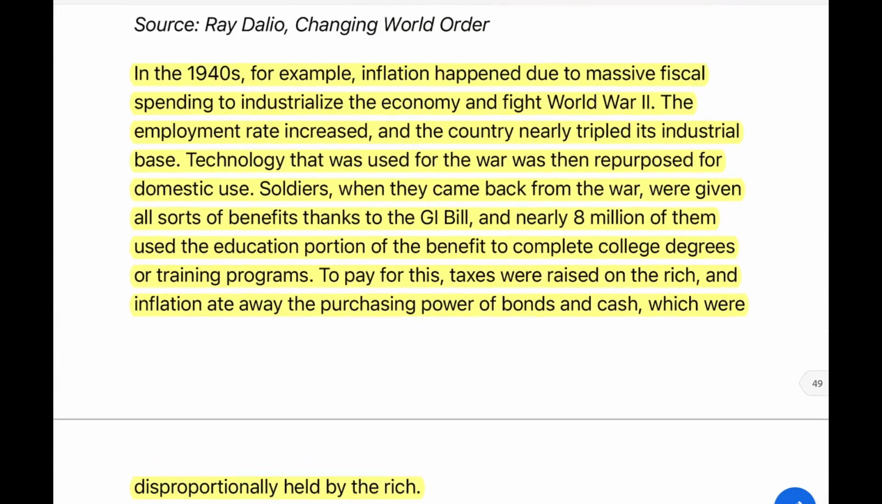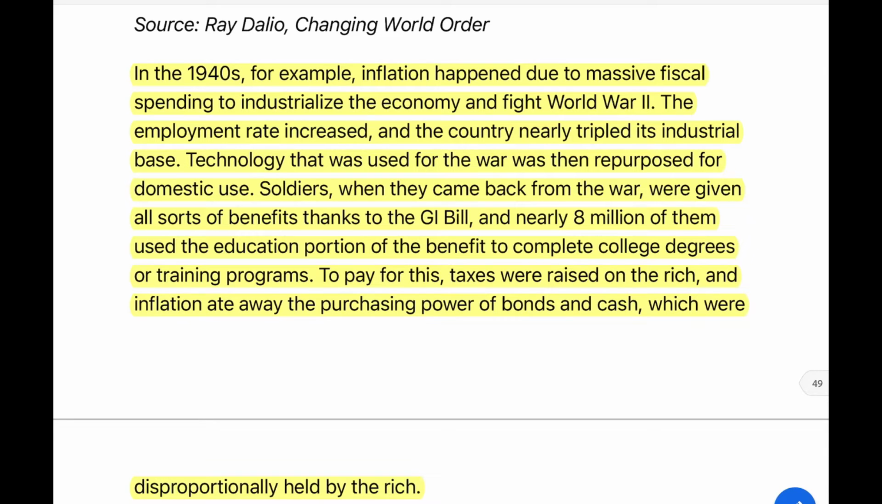In the 1940s, for example, inflation happened due to massive fiscal spending to industrialize the economy and fight World War II. The employment rate increased, and the country nearly tripled its industrial base. Technology that was used for the war was then repurposed for domestic use. Soldiers, when they came back from the war, were given all sorts of benefits thanks to the GI Bill, and nearly 8 million of them used the education portion of the benefit to complete college degrees or training programs.